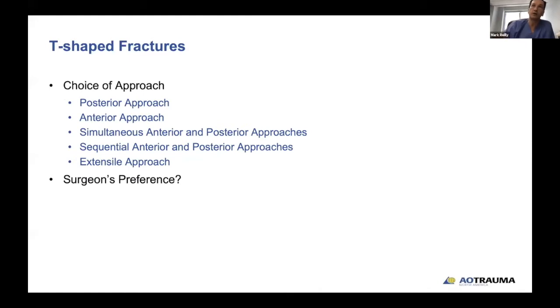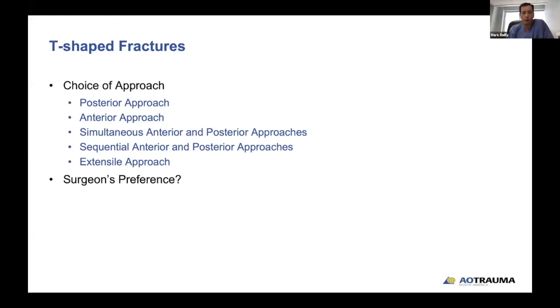So when we talk about T-shaped fractures, this is actually probably a fracture that causes people to spend the most time considering what's the appropriate choice of approach. Because in theory, you can approach a T-shaped fracture from a posterior approach alone. You can approach a T-shaped fracture from an anterior approach alone. You can approach it from simultaneous anterior and posterior approaches. You could approach it with sequential anterior and posterior approaches with a direct reduction and fixation of each column individually, or you could utilize an extensile approach.